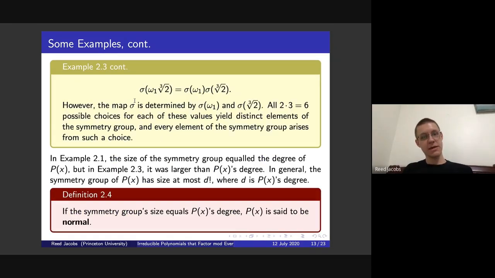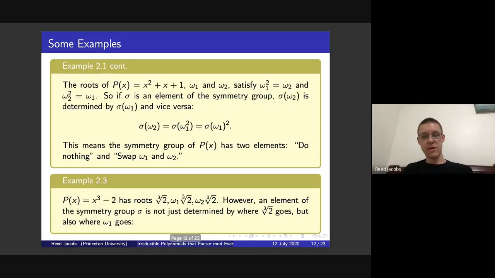However, the map sigma is determined by sigma of omega 1 and sigma of the cube root of 2. Because if we know where cube root 2 goes, and we know where omega 1 goes, since sigma preserves products, then we know where omega 1 cube root 2 goes. And since omega 2 equals omega 1 squared, and sigma preserves products, then we would also know where omega 2 cube root 2 goes. And the images of these three values do determine all of where sigma goes. Similarly to how knowing where omega 1 and omega 2 went determined the entire map sigma in example 2.1.